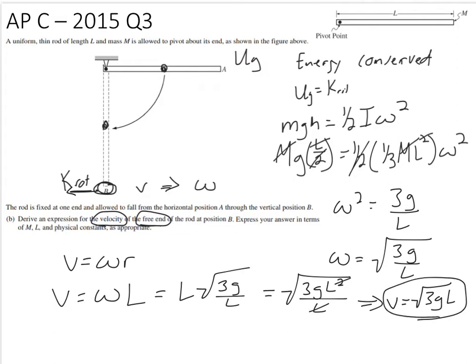And there we go. And this was a 4-point question. There was 1 point for realizing that you had to deal with conservation of energy. You had 1 point for realizing this substitution. 1 point for realizing that the height change was half. And then 1 point for using this, v equals omega r. Doing all those, you get 4 points.